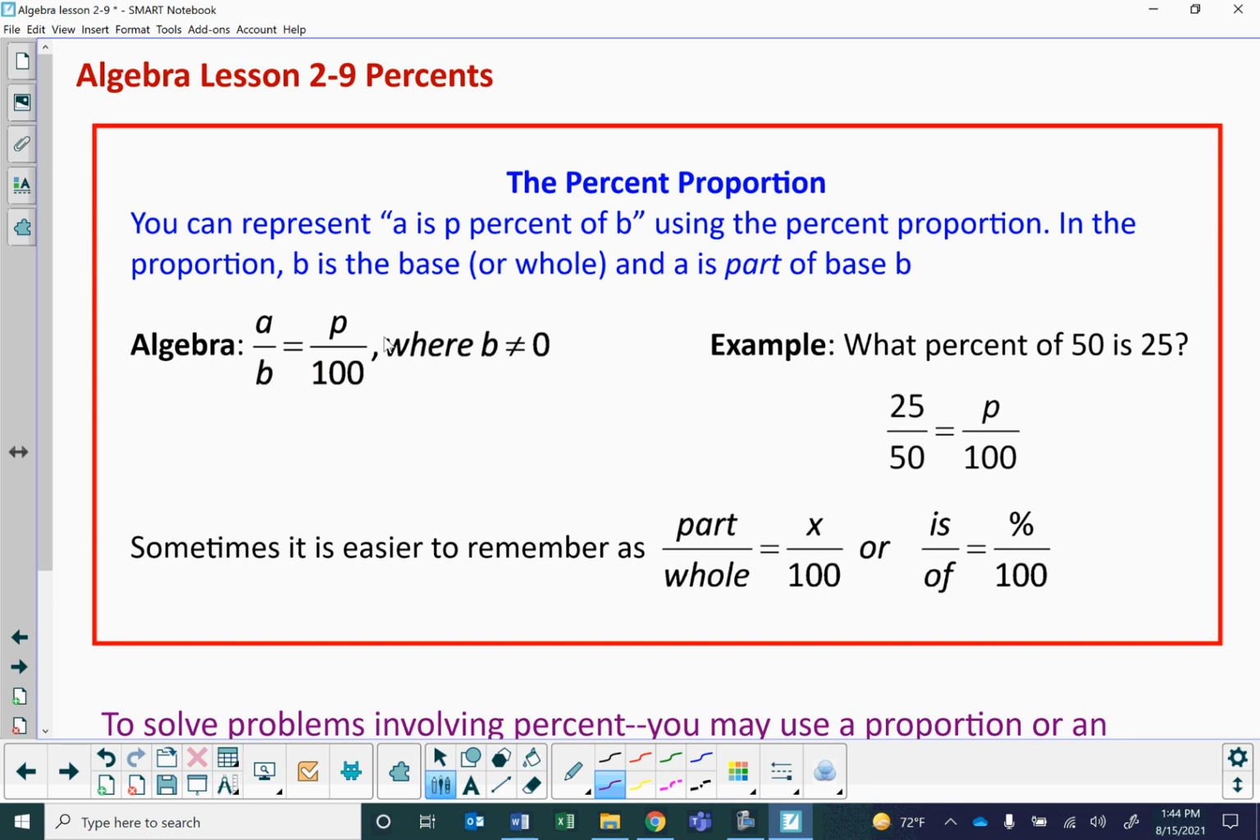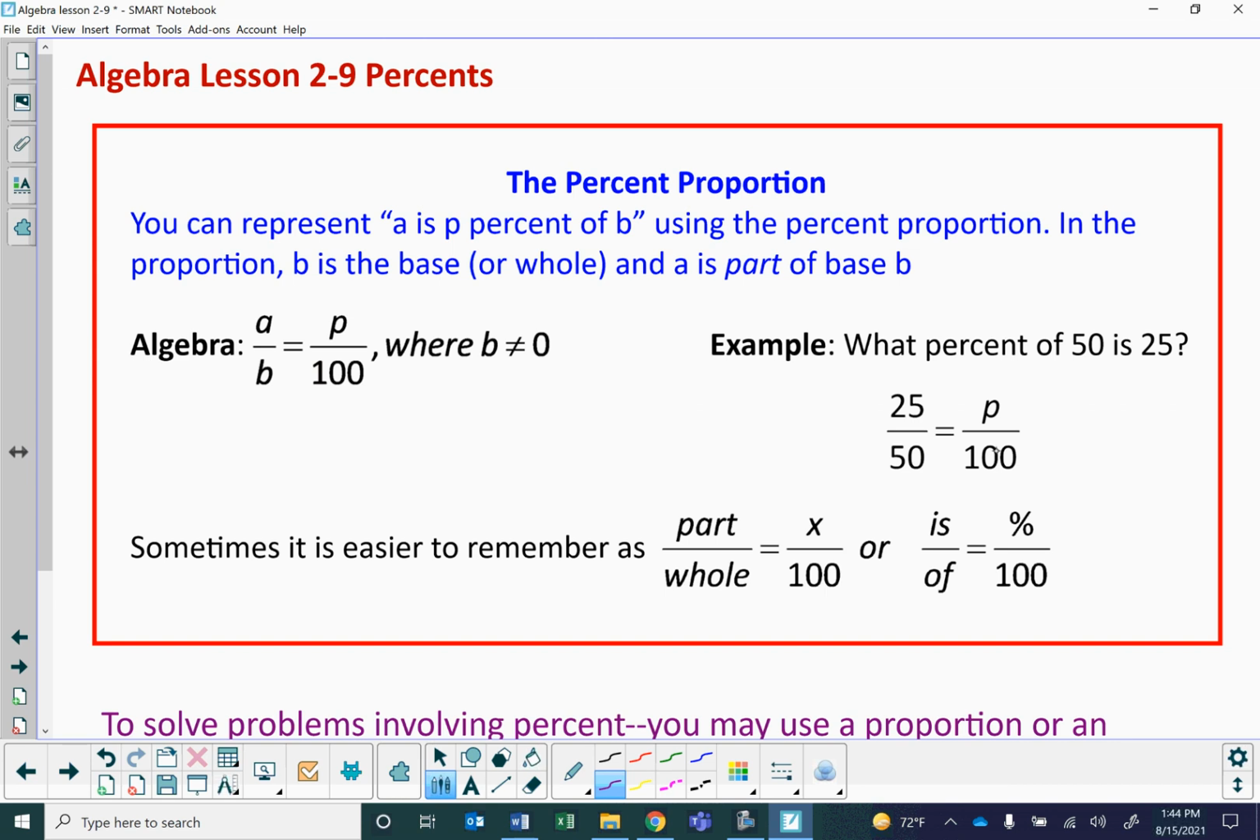Okay, now you can represent A is P% of B by using the percent proportion. In the proportion, B is the base or the whole, and A is the part of the base. Okay, so A over B equals P over 100, where B cannot equal 0. So what percent of 50 is 25? Well, 25 is the part, so it goes on the top. 50 is the whole, it goes on the bottom, equals P over 100.